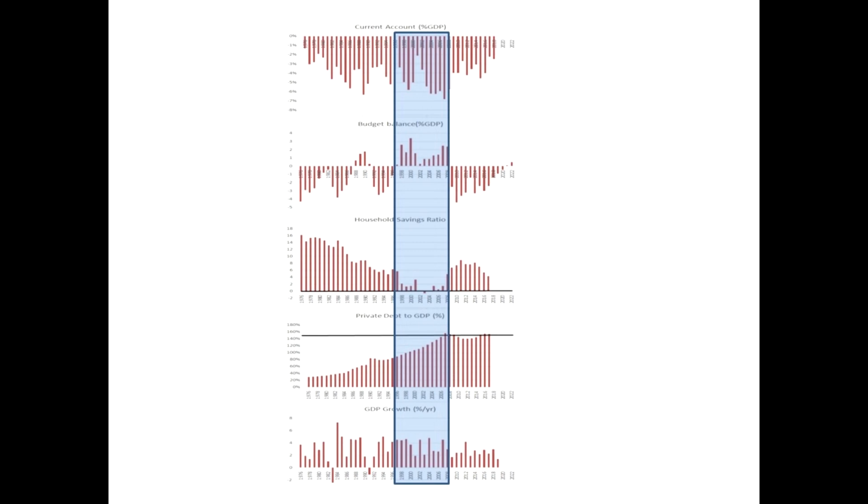So the first bit we'll look at is the period from 1997 to 2008. I've highlighted it with the blue panel there. You'll see that on the second graph down, our government budget balance graph, it was in the positive. That is, it's a net surplus, which we know now means the opposite. It is a drain of money out of the circulation.